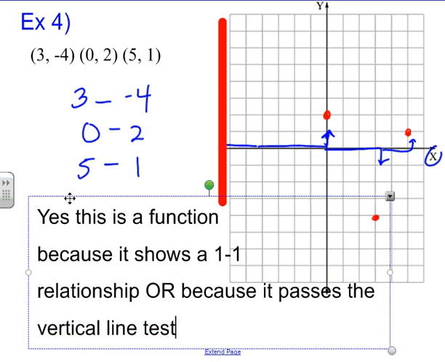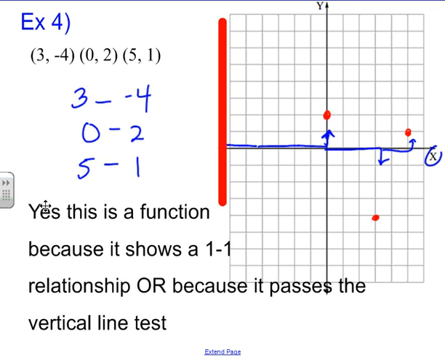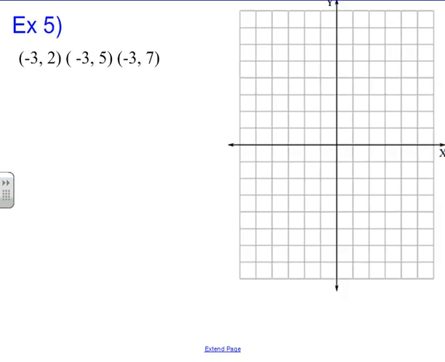So we have a couple reasons now when we're showing it to ourselves graphically here. We know if it passes the vertical line test or it shows a one-to-one relationship that it is a function. Okay, let's try it again here, and let's take a look at these 3 points: negative 3, 2; negative 3, 5; and negative 3, 7.